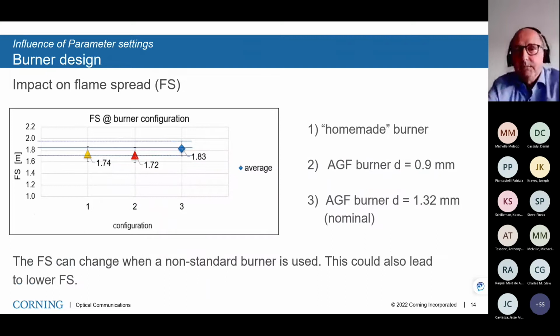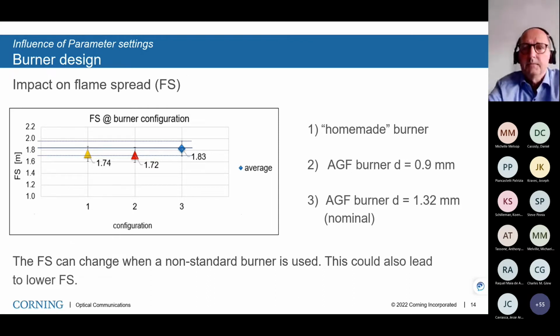So far, I have demonstrated how the parameter setting can change the flame shape. The following slides should show how parameter settings that change the flame shape impact the flame spread results. It seems that a homemade burner can lead to different flame spreads.